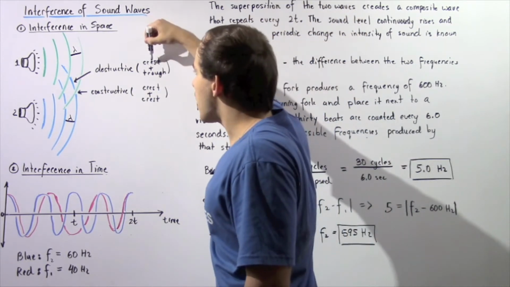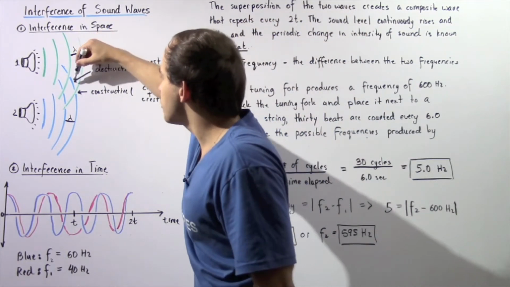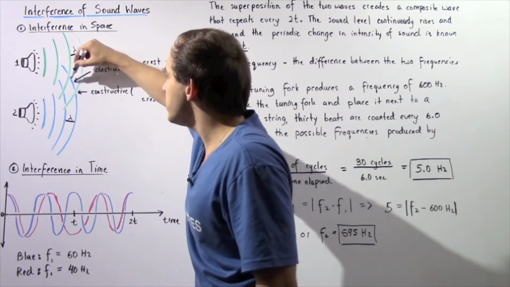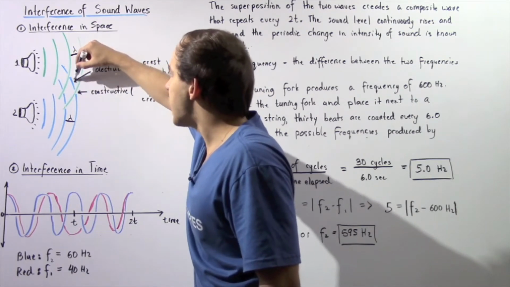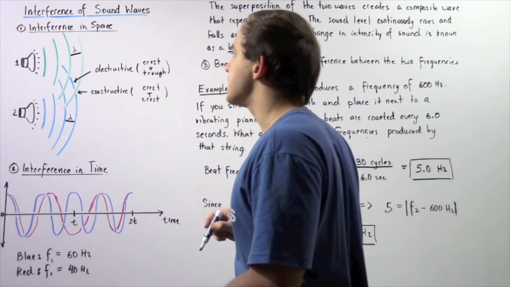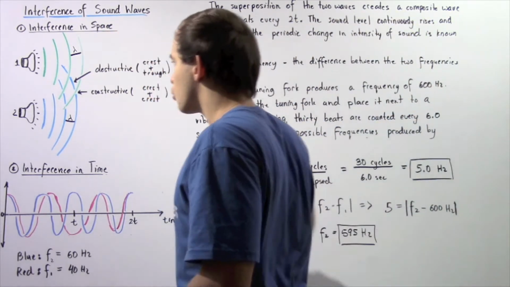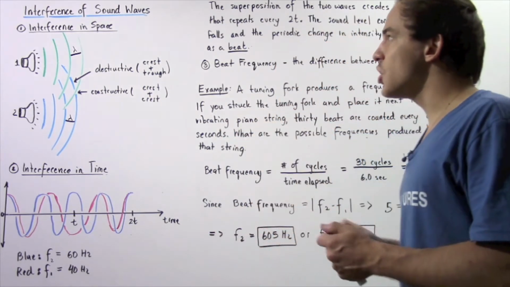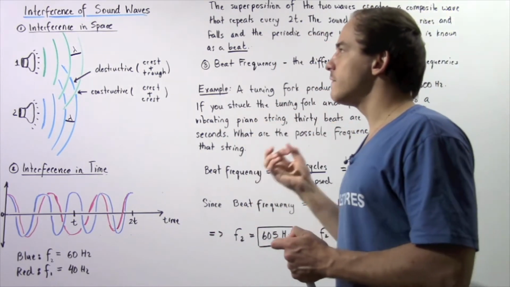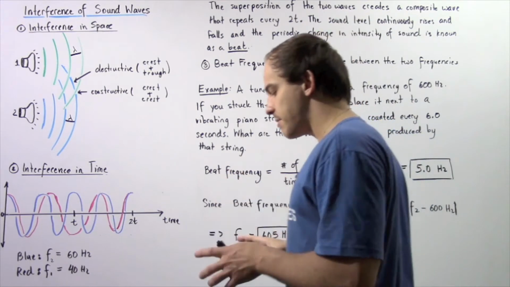Now notice where the crests meet the trough. So where the blue crest is in between these two green crests, that's where destructive interference takes place. So our amplitude is smallest in those regions. And this is known as interference of our sound waves in space.